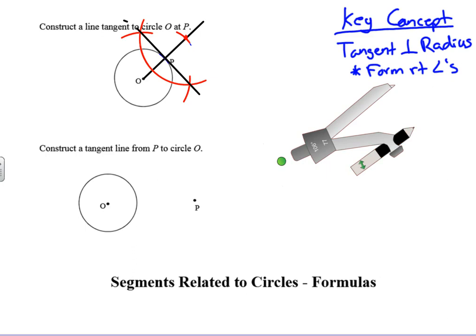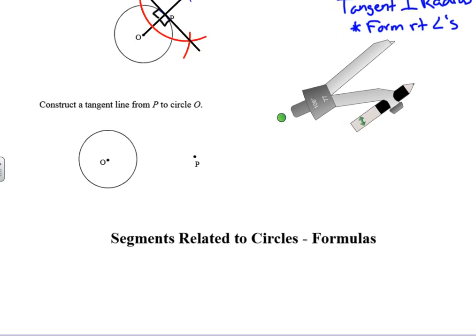We've created a tangent line, and we did that because these form a right angle. So that's the key: the tangent and the radius form right angles. The second one is a little bit trickier. Construct a tangent line from P to circle O.